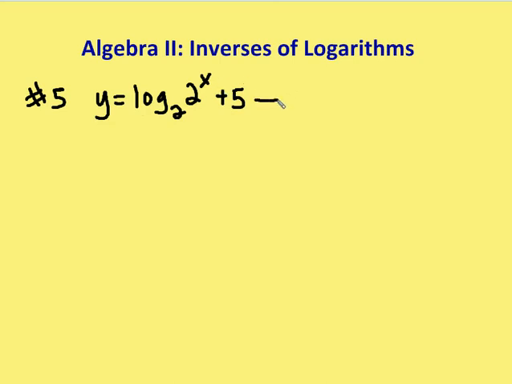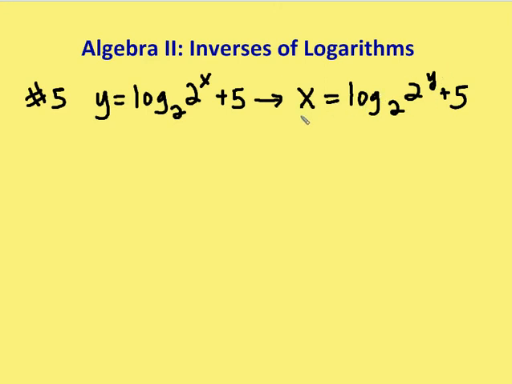So remember, when you find the inverse, you want to exchange the x and the y values first. So let's rewrite this equation, exchanging the x and y values. So now we have x is equal to log base 2 of 2 to the y plus 5. Now the trick here is that we want to rewrite the equation in terms of y. So we have to get y all on its own on one side of the equation.